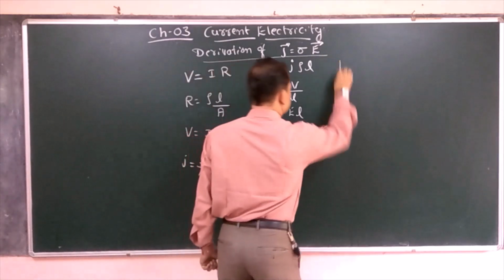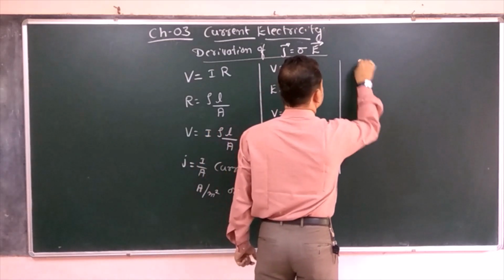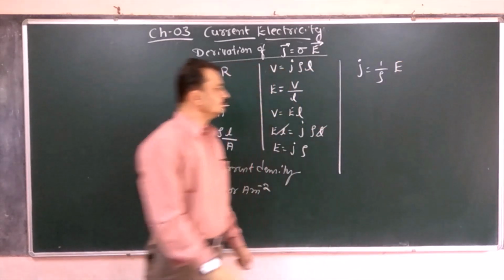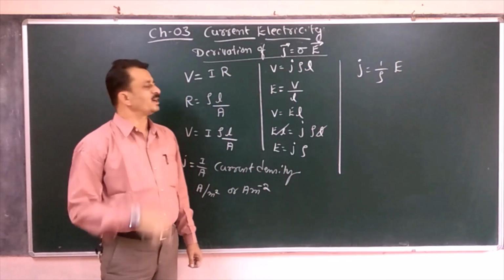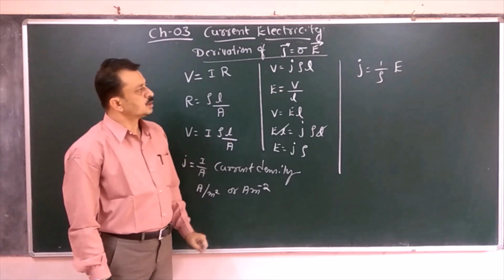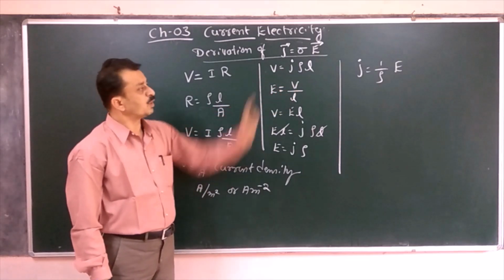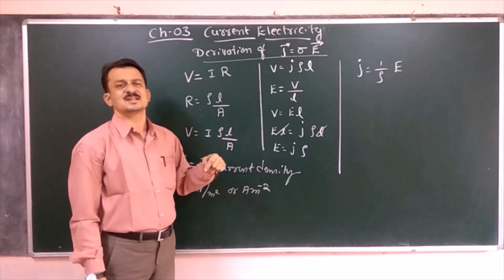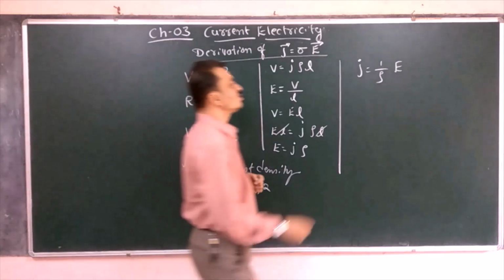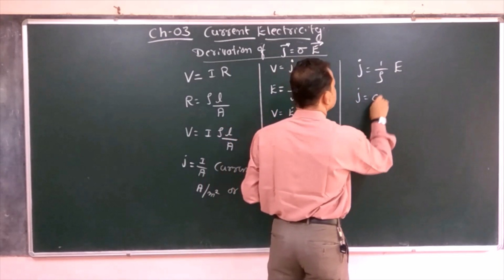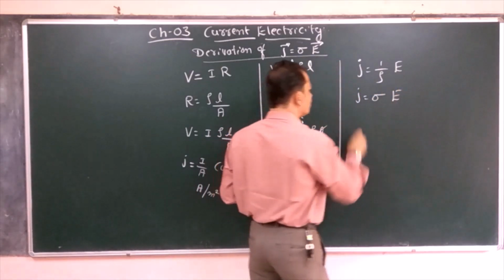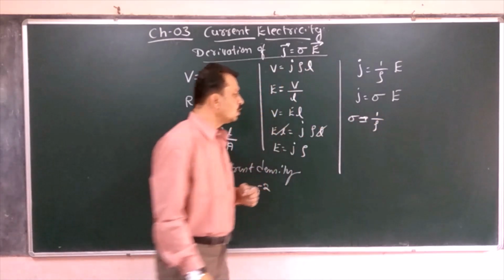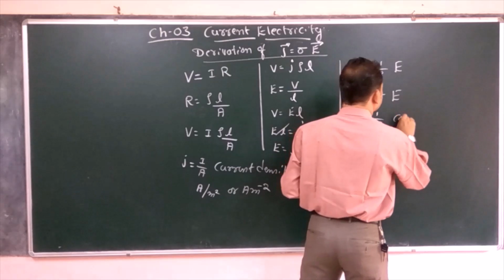Therefore current density J is equal to 1 upon rho into electric field E. Now let me define one more quantity, that is 1 by rho. Now rho is resistivity. 1 by rho, reciprocal of resistivity, we call it as conductivity, and it is denoted by the letter sigma. Therefore J is equal to sigma into E, where sigma is equal to 1 by rho, called conductivity.